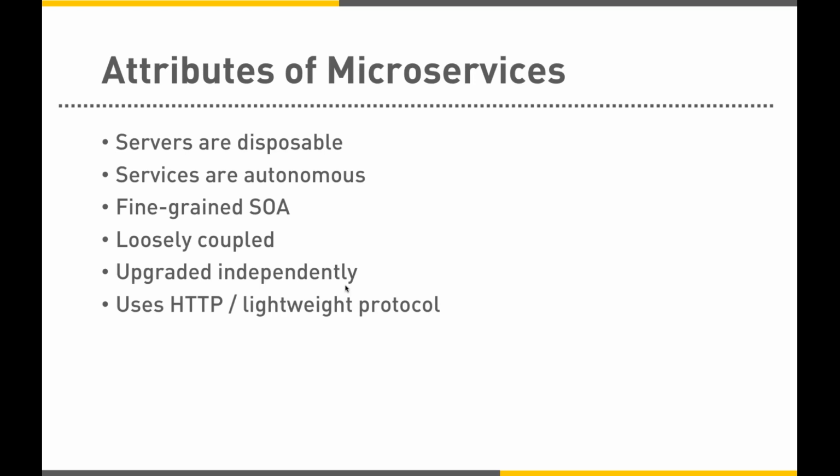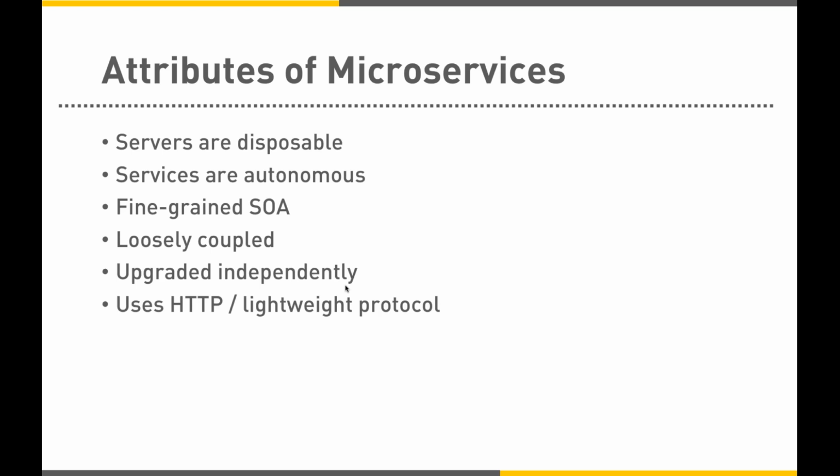So what are the key attributes of microservices? First thing is servers are disposable. You will never have to debug a server when it fails. Instead, you simply launch another server and continue to work. So you will never have to deal with server level issues because servers are inconsequential when it comes to microservices.